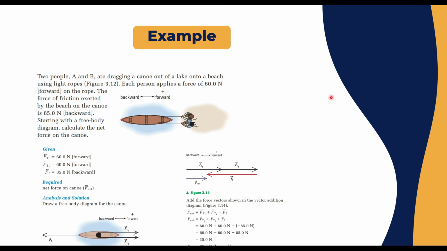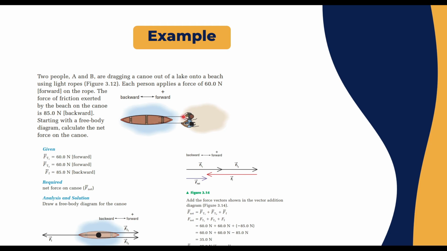Here we have two people, A and B, dragging a canoe out of a lake onto a beach using light ropes. Each person applies a force of 60 newtons forward on the rope. The force of friction exerted by the beach on the canoe is 85 newtons backward. Starting with a free body diagram, calculate the net force on the canoe. That's the canoe. We have two people pulling the canoe out of the water to the beach, and there is a friction force as well going backwards, 85 newtons being applied on the boat. You need to find the resultant force or the net force.